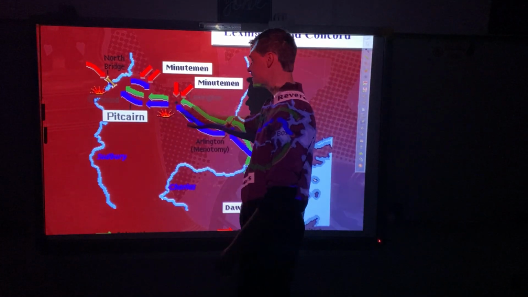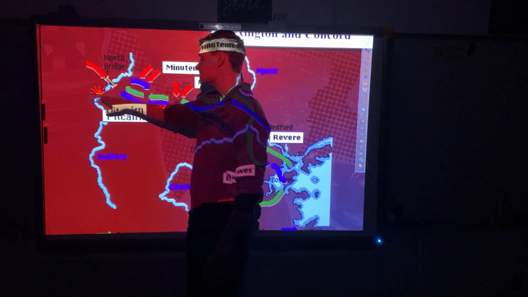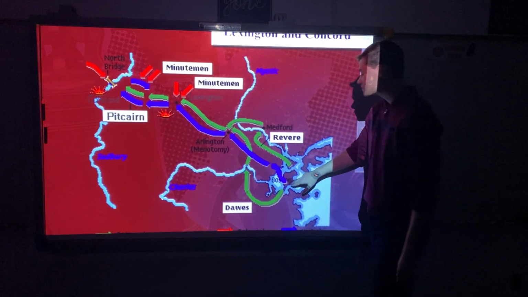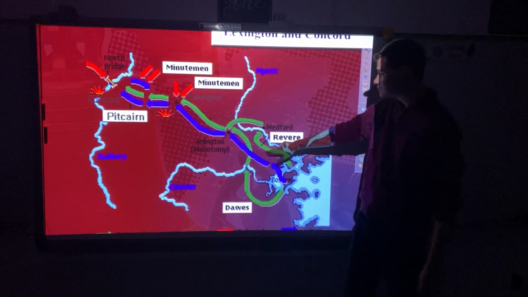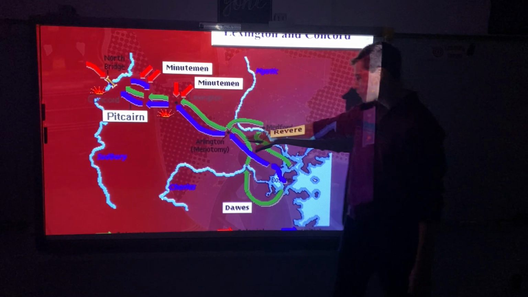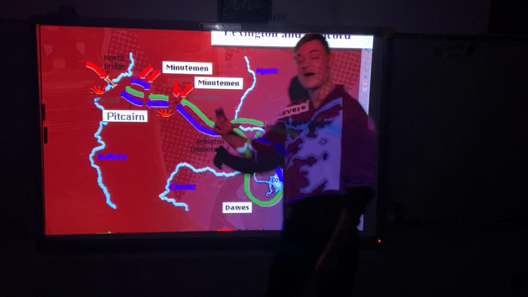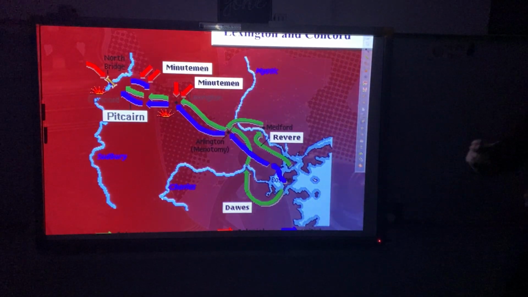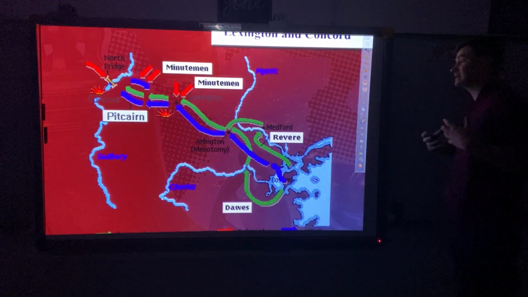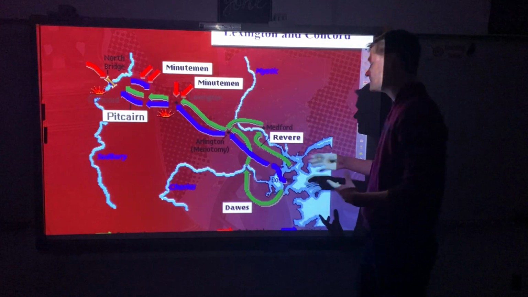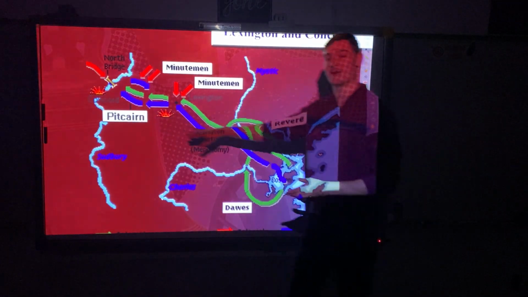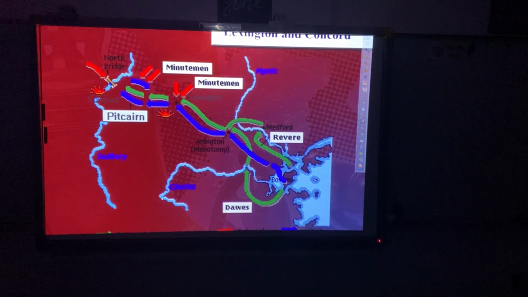So this right here, this is Lexington. You can't really see it, and this is Concord. So the British are going to march up. Revere is going to ride ahead. He is going to warn them. He is going to warn everybody that the British are on their way. That gives the colonists time to gather up their guns, get ready for an attack, and stop the British from marching through Massachusetts. That is why Paul Revere's midnight ride is so important.